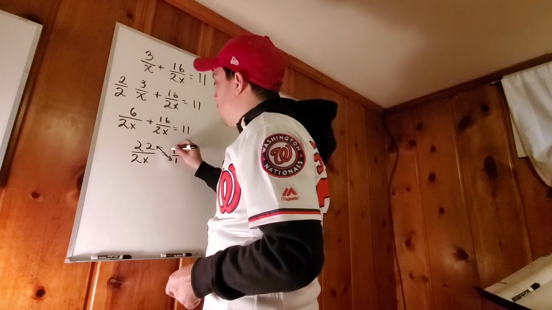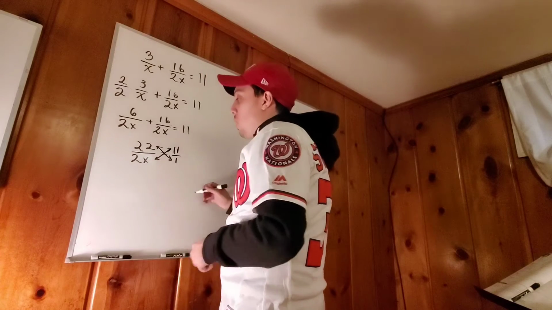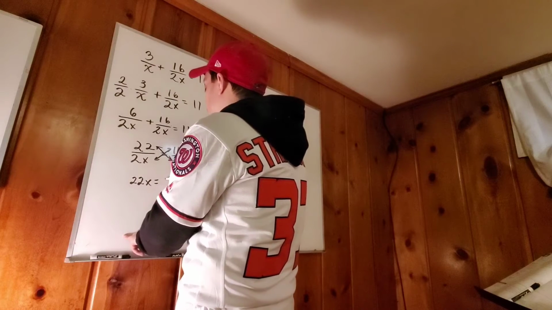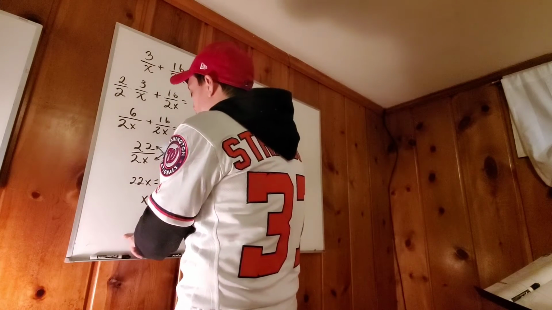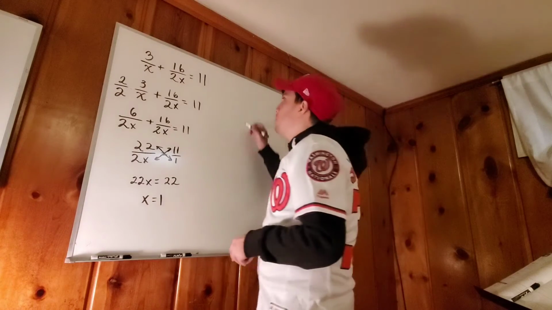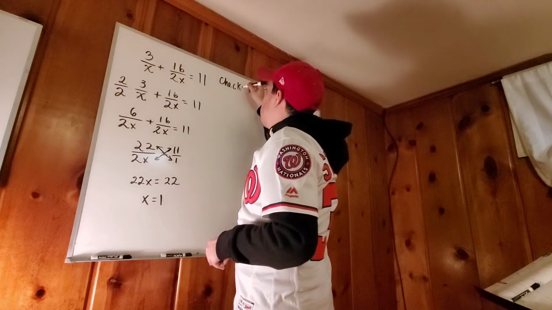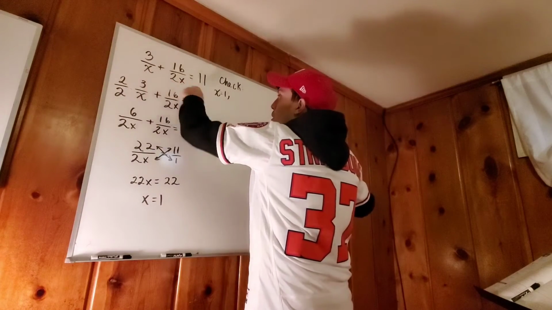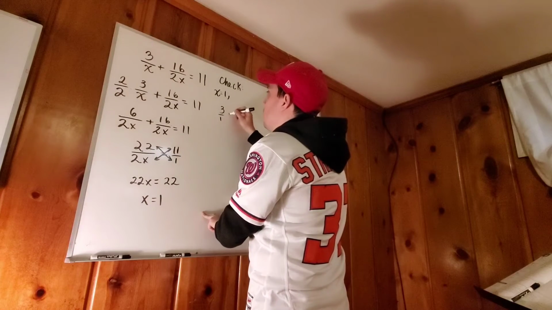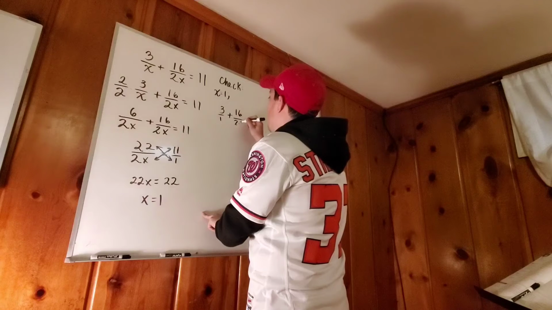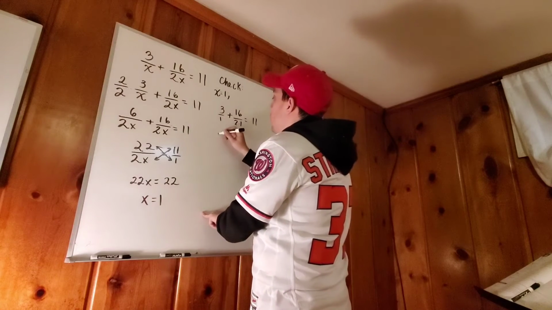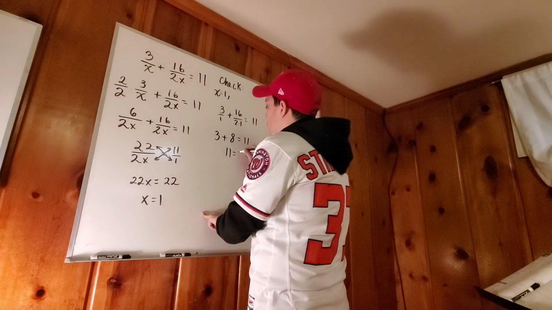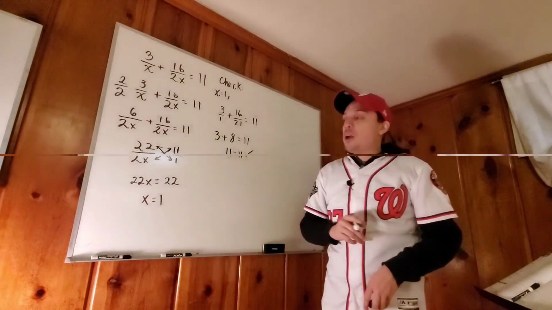And then we can cross multiply so that it's way easier to do it. And so 2 times 11 is going to be 22x equals 22. And x is going to be equal to 1. Now we have to check. So we're going to check when x equals 1. So we're going to put the 1 where x was at the beginning. So 3 over 1 plus 16 over 2 times 1 equals 11. Well, 3 over 1 is 3 plus 16 divided by 2 is 8 equals 11. Oh, look at that. 11 equals 11. And we finished this example.